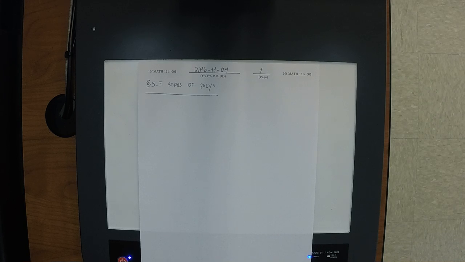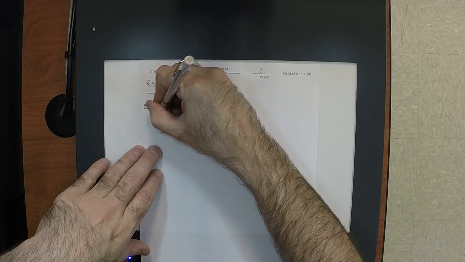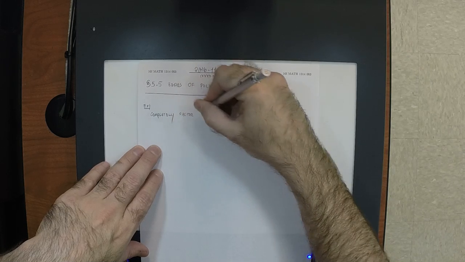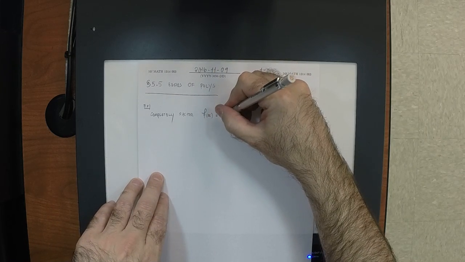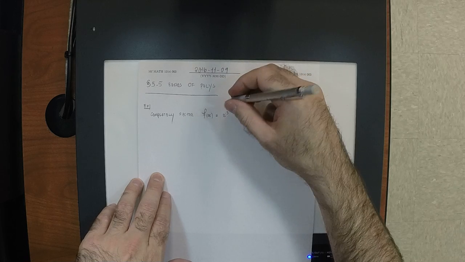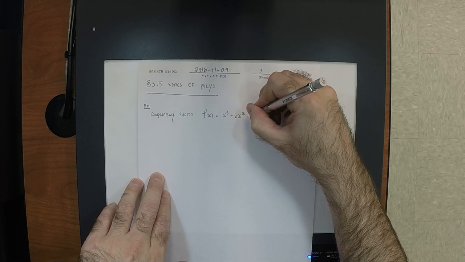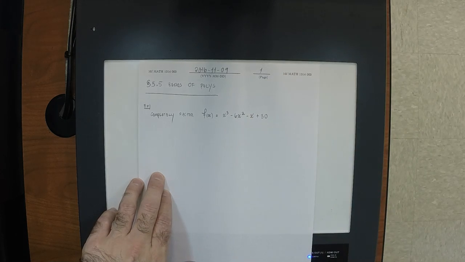So here is a question. Completely factor f of x is x cubed minus 6x squared minus x plus 30.